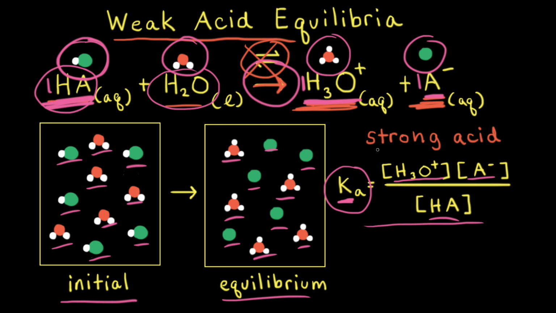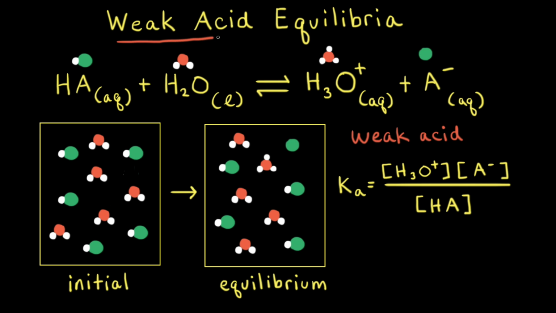Since the equilibrium lies so far to the right for a strong acid, at equilibrium, there's going to be essentially all products and very, very little reactants. That means the Ka value for a strong acid will be much greater than 1. Now let's look at a weak acid. We're going to use the same general equation here. HA plus H2O yields H3O plus A-.